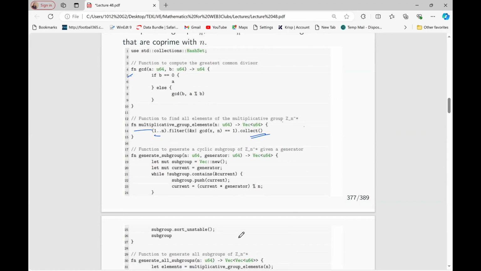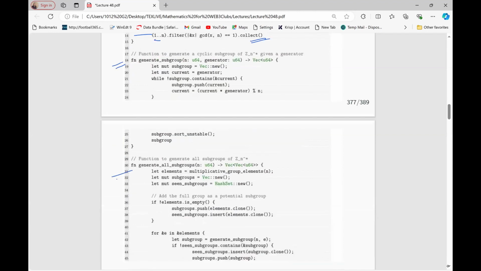Now, this one will be doing its work last. This one says generate subgroup. It's just generating one subgroup at a time after it has been requested. Which one is requesting? The one that is requesting is this one.